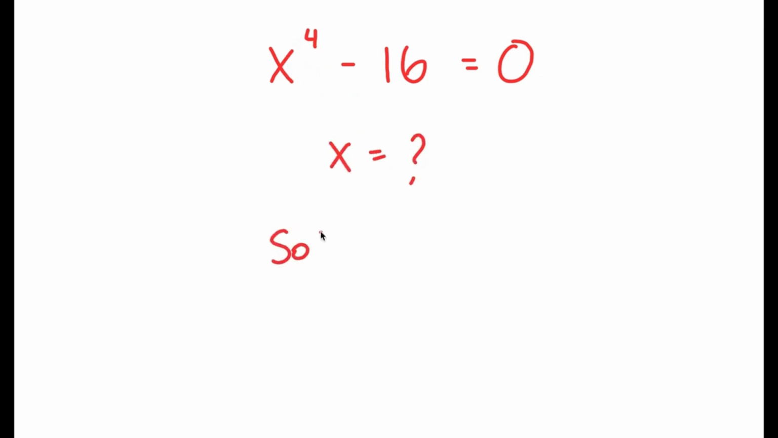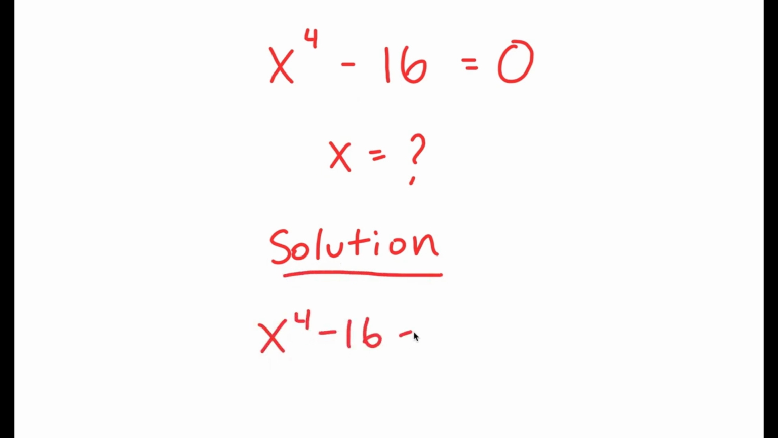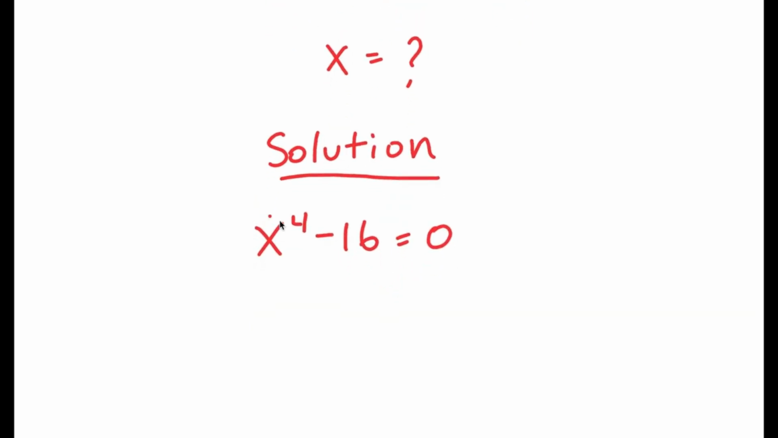Alright, so in this video, I'm going to solve the equation x to the power of 4 minus 16 is equal to 0. So, my only variable in this equation is x, so that's the variable I'm going to be solving for. And now for my solution. What I'm first going to do is rewrite x to the power of 4 as x to the power of 2 times 2. So now I have x to the power of 2 times 2 minus 16 is equal to 0.